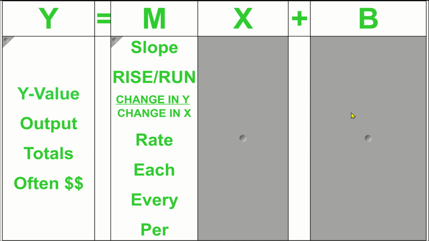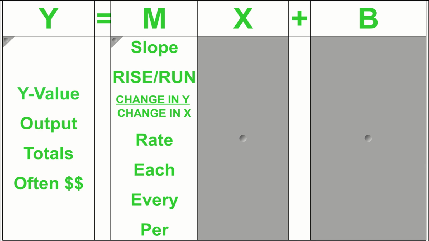Usually rate's not as often as the other ones. So if you're looking for each, every, or per, that will tell you what the slope is. Or if it's asking for something per something, that means it's asking you for the slope. So each, every, per are definite giveaways for slope. So is rate in a word problem. But that one, like I said, not as often.